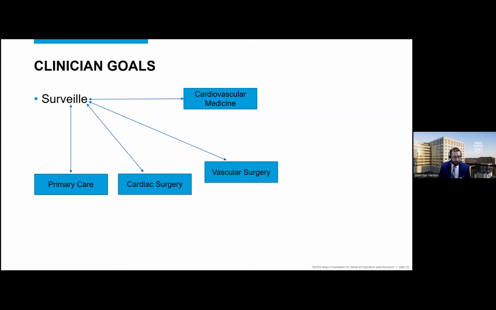A lot of places it's cardiovascular medicine, some places vascular surgery, but some places it's cardiac surgery. For example, when I was at Dartmouth, before I took over the aortic program there, it was really the cardiac surgeons that saw these patients regularly. Here at Mayo Clinic, depending on the patient, cardiac surgery may follow some, but usually they don't. It's our practitioners in the aortic clinic. Some places it's primary care because they don't have the subspecialty of cardiac surgery or vascular surgery or even cardiology. We can provide recommendations and then go back to primary care, especially in the rural settings for surveillance.